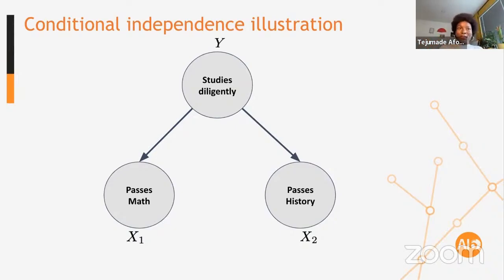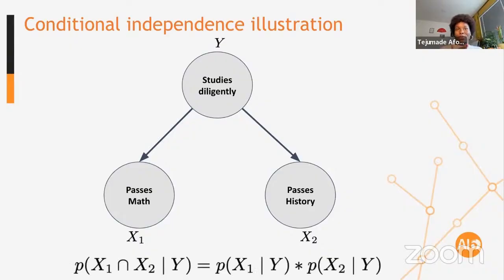So the probability of the student passing math, given that they study diligently, does not change if you know the probability of the student passing history, given that they study diligently. And in the math world, this is what it looks like. The conditional where you have x2 given x1 and y just disappears and simplifies to just x2 given y. So the probability of x1 and x2 given y becomes the probability of x1 given y times the probability of x2 given y. And this is much easier to model.